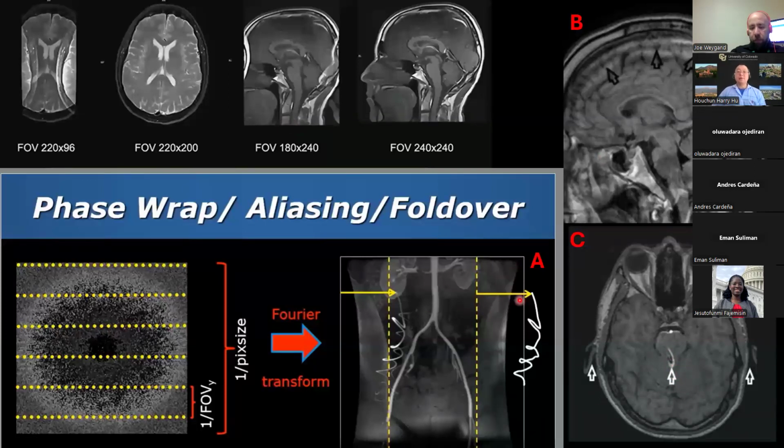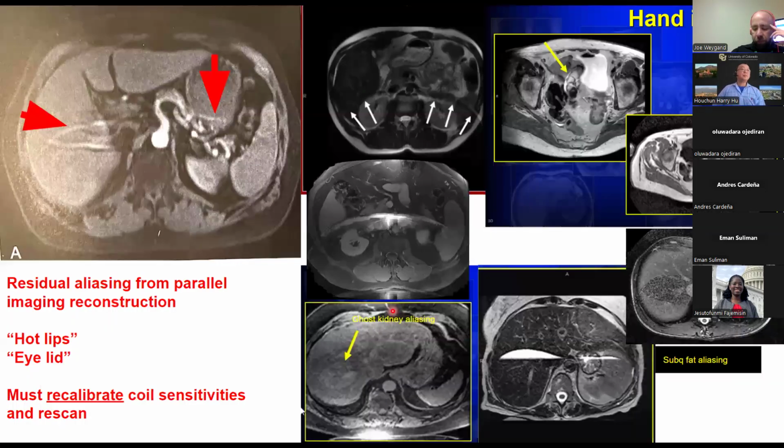A was actually really cool. I saw this on a talk once. I thought, that was really cool. This is actually IV lines on the outside of the field of view wrapping in and unable to be resolved by the coil sensitivities. And you can totally mistake this for some irregular vascular anatomy if you're not careful.